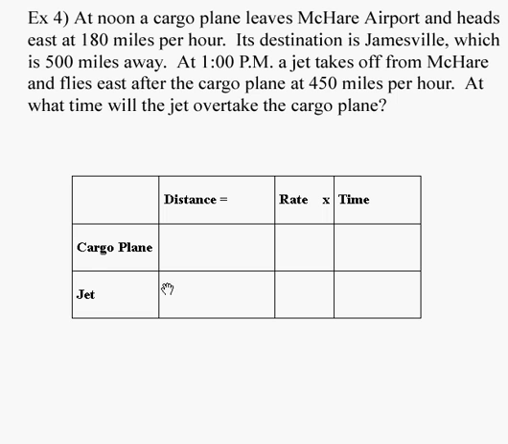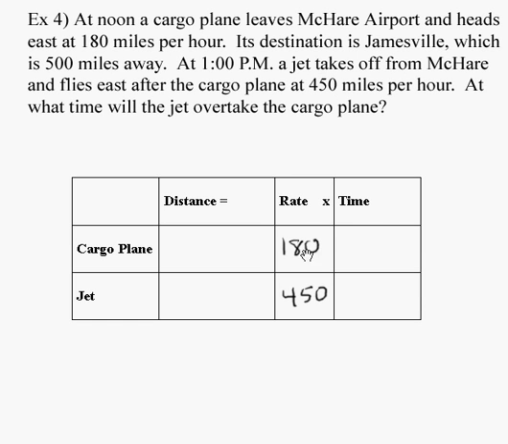So distance equals rate times time is the formula we're going to remember from Algebra 1, and a chart is going to be helpful. We need to organize information for the cargo plane and organize information for the jet. So let's start filling in the information for the chart. We know that the cargo plane is traveling at a rate of 180 miles per hour. We also know from reading that the jet is traveling at a rate of 450 miles per hour. So let's fill that in.